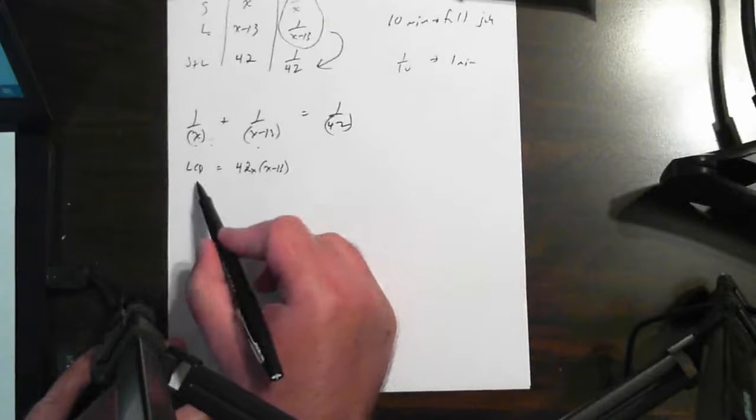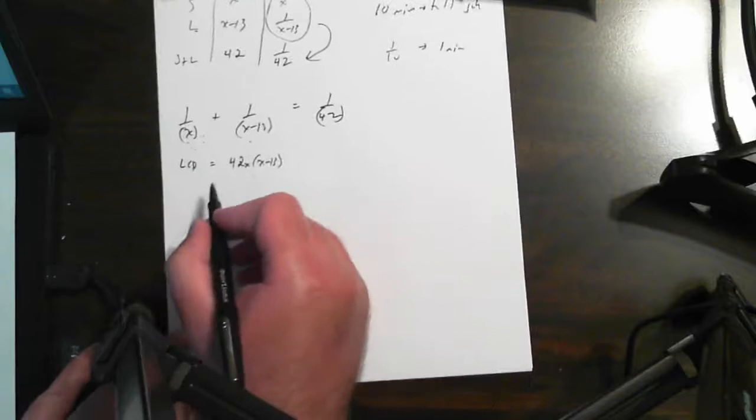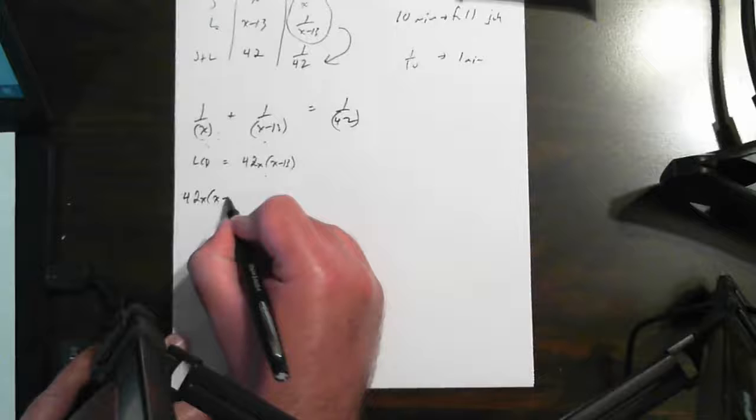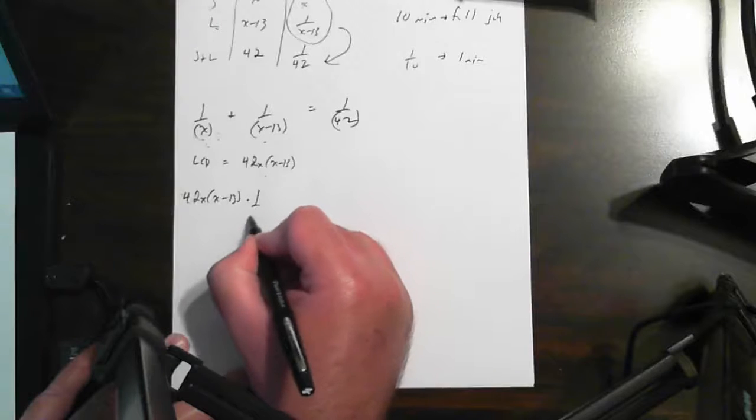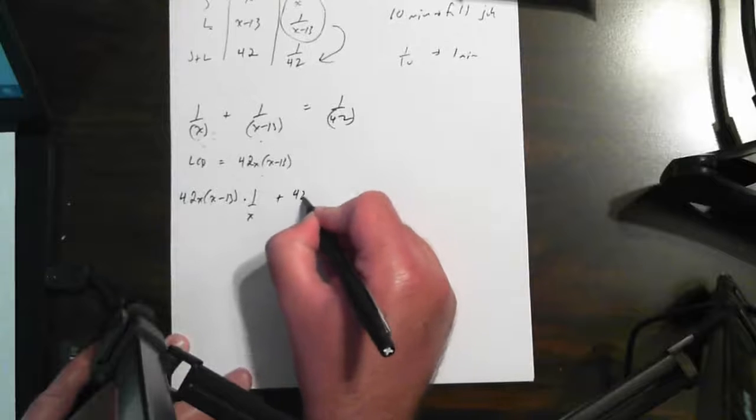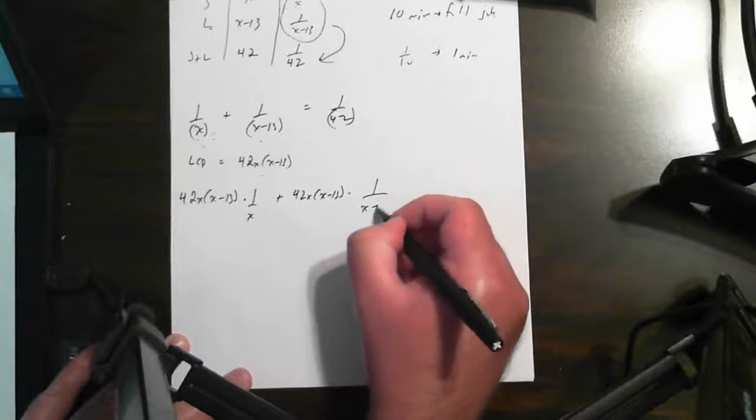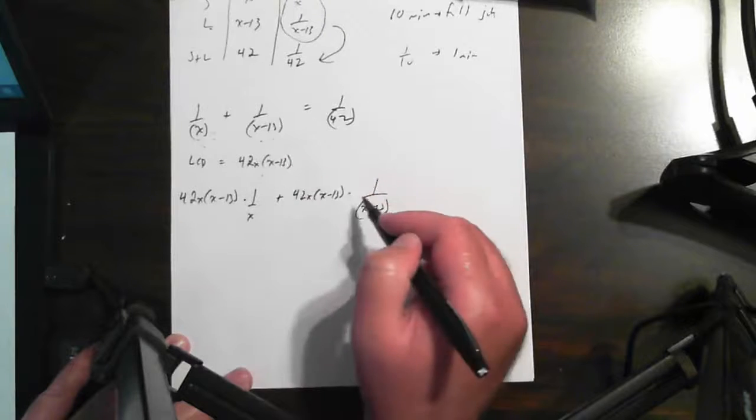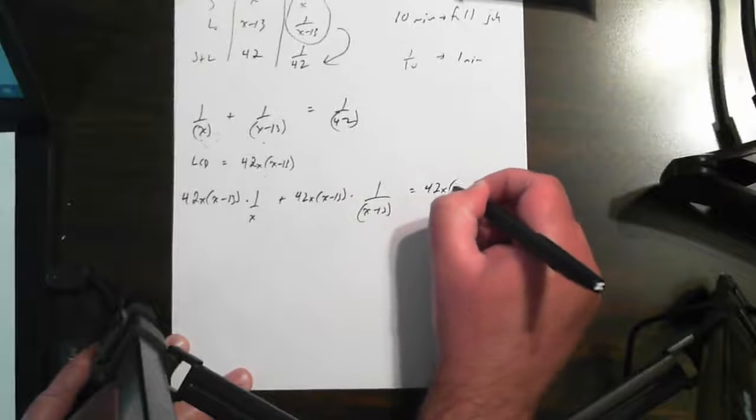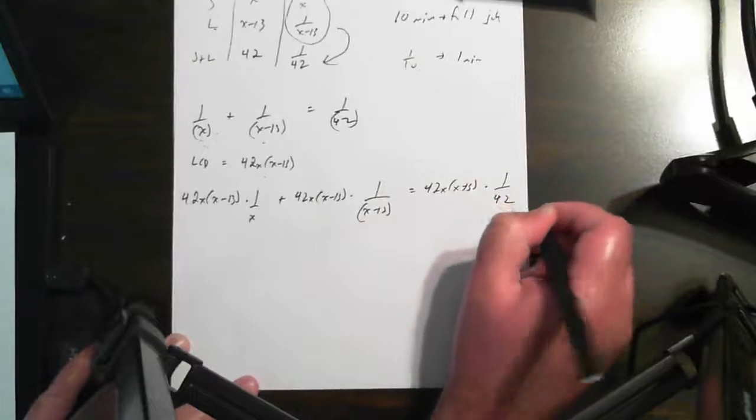Now I'm going to multiply my common denominator by each piece in the equation. I'm going to take 42x(x minus 13) and multiply it by the first piece. Then take 42x(x minus 13) and multiply it by the second piece. And then take 42x(x minus 13) and multiply it by the last piece.